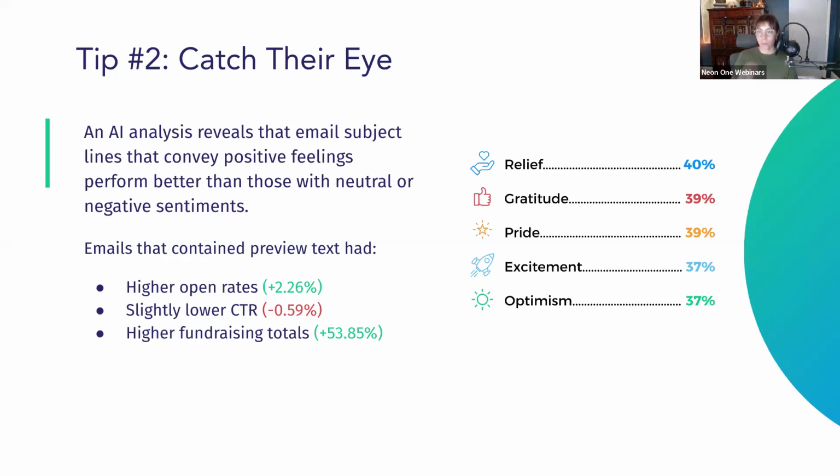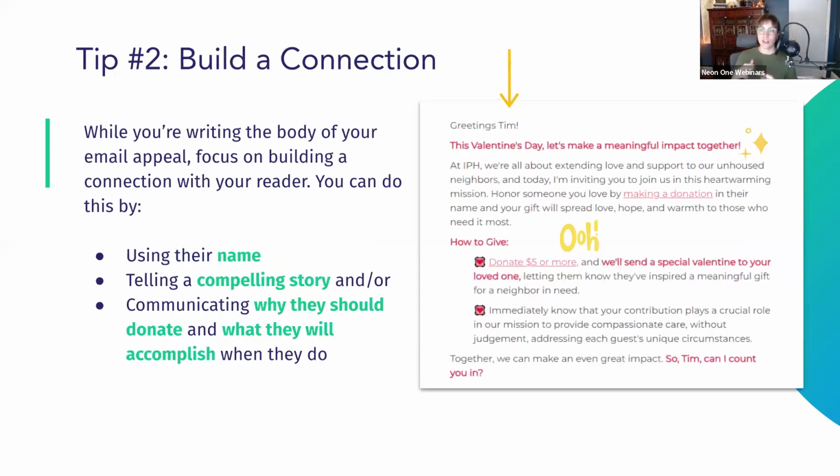Okay. Now, after you've caught your reader's attention with that personalized send name and a positive feeling subject line, and you've shown them some preview text so they understand what they're going to see when they open your appeal, you want to use the content of your email to establish a connection between the reader and the impact they're going to have when they give.